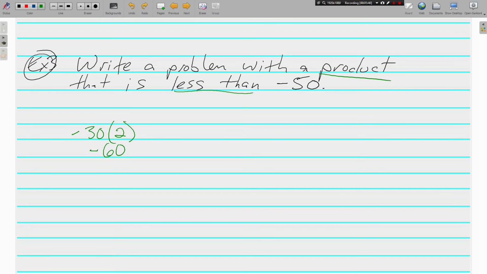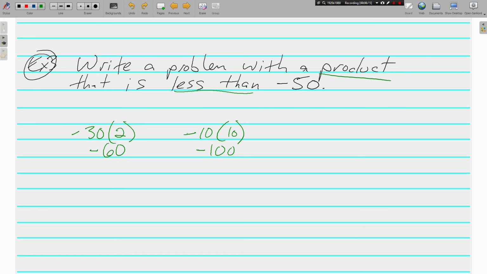30 times 2 is 60. Alright, so that works. -60 is less than -50. It's not more. Remember, we're talking about negatives. 60 is more than 50 if we're talking about positives, but we're negatives, so -50 is more than -60. And you know, that's not the only answer. How about -10 times 10? That's going to give us -100. That's less than -50. Lots of things you could put.